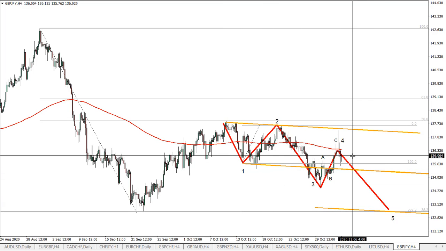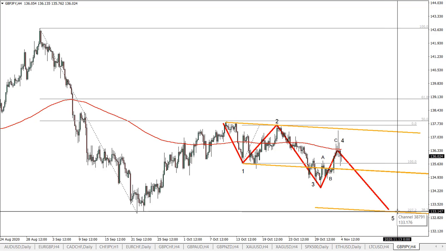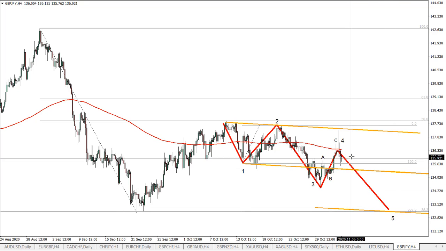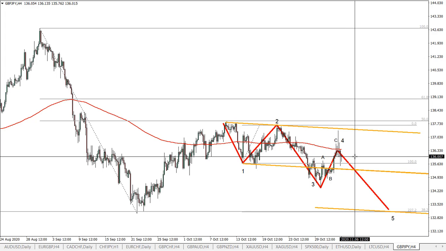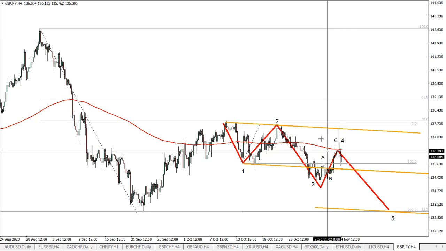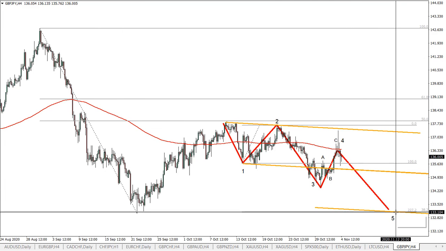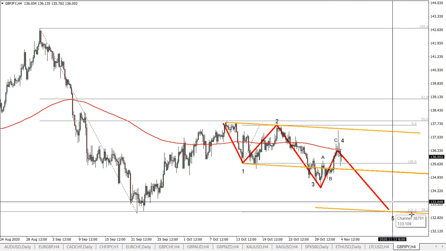The wave 5 could bring the price down to 133.14. So if we measure it from the current price, that is approximately 286 pips, which is quite a lot. But considering that this is a 4-hour time frame, this is the normal, I would say, regular move for this kind of wave.